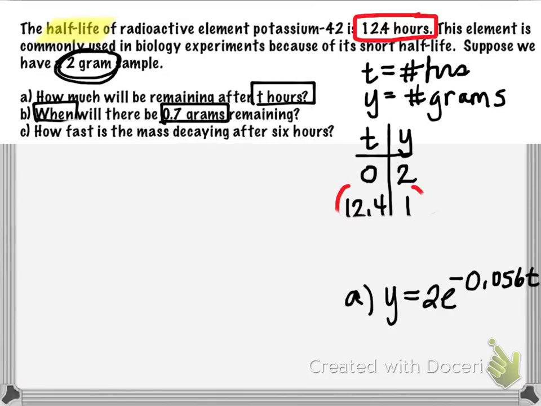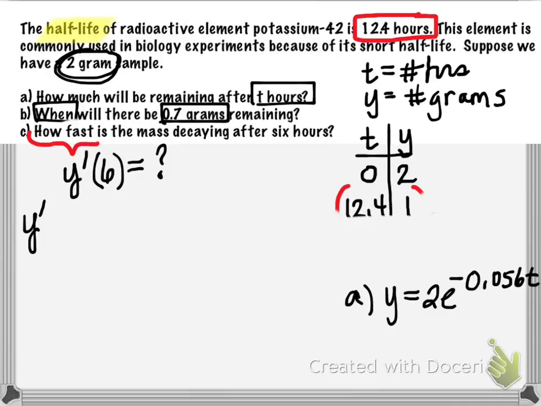Part C. How fast is the mass decaying after 6 hours? So you'll notice in the problem so far, we haven't done any calculus. Finally, we get to do a little calculus here because it's asking for how fast this mass is decaying. So it's looking for a rate of change. So we can compute that by finding our derivative, and we want our derivative at 6 hours. So that's what we're looking for here.